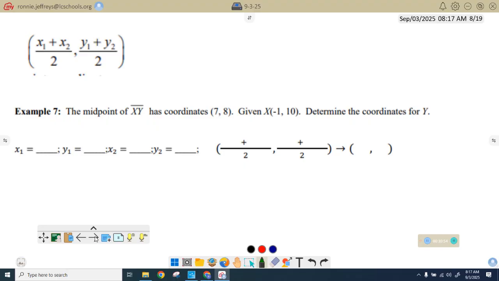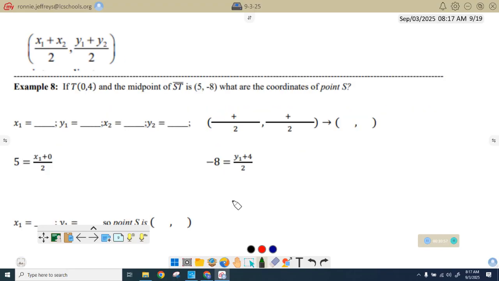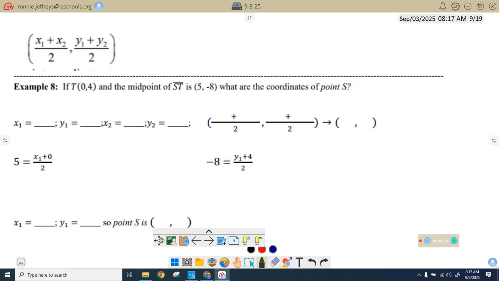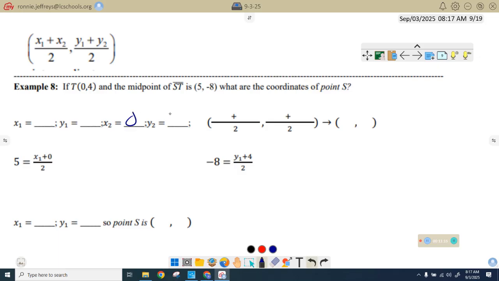All right, I'm going to let y'all do example 7 on your own. Ooh, yes! The fun one. All right. If t is 0.4, how do I know that this is x2, y2? It's because the line is st. Okay. And the midpoint is this. What's the coordinates of?